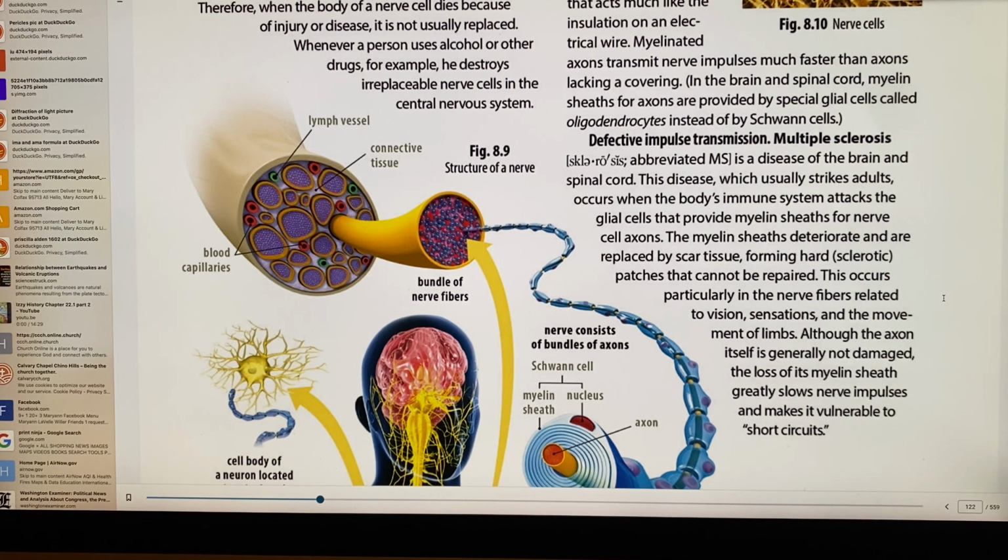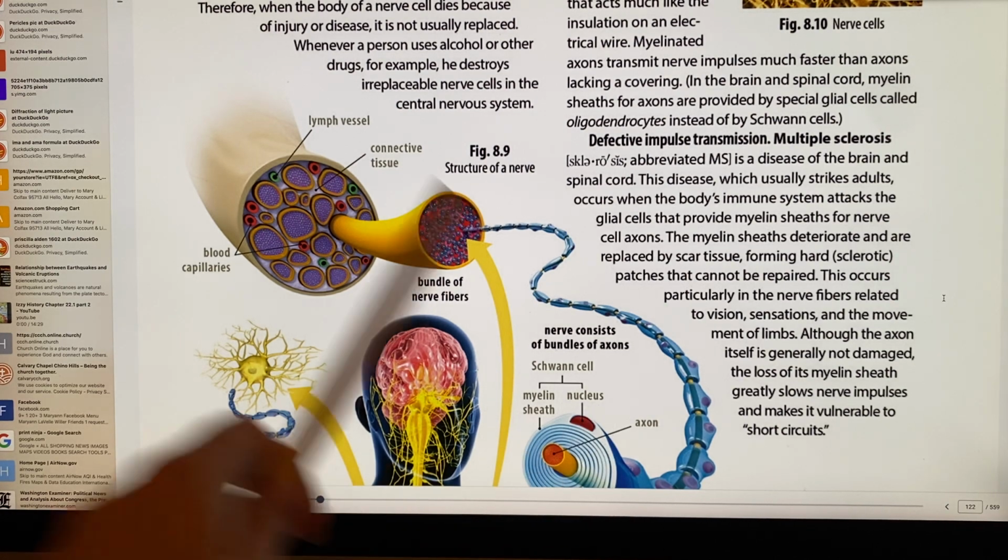Multiple sclerosis is a disease of the brain and spinal cord, and it usually occurs in adults, where the body's immune system attacks the glial cells and the myelin sheaths. The glial cells provide the myelin sheaths, so the myelin sheaths are not there. This deteriorates, and the myelin sheaths are actually replaced by scar tissue around here.